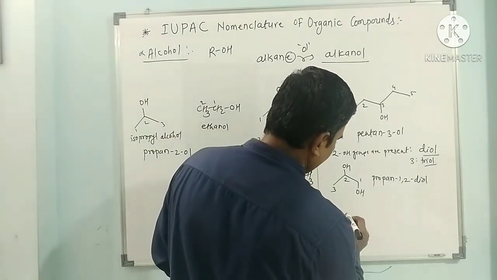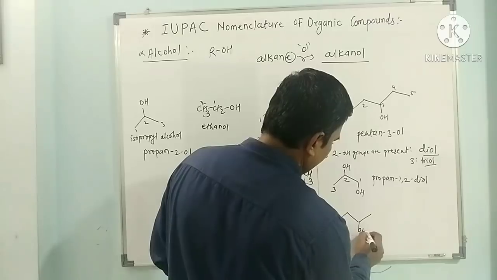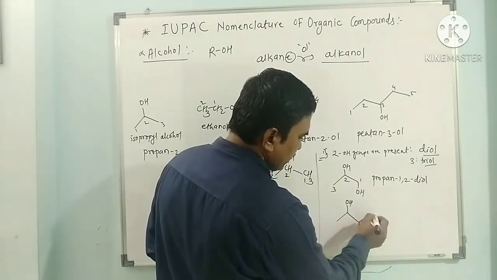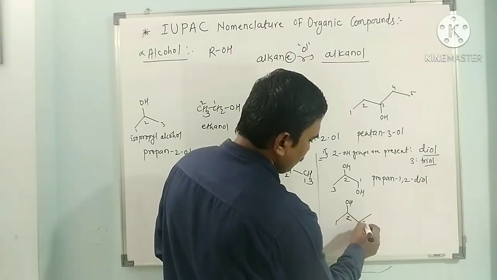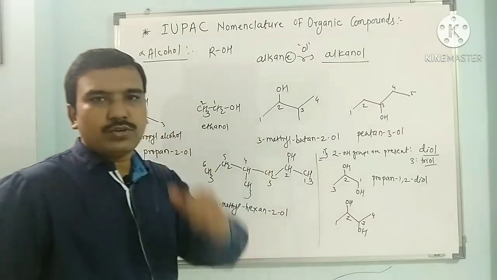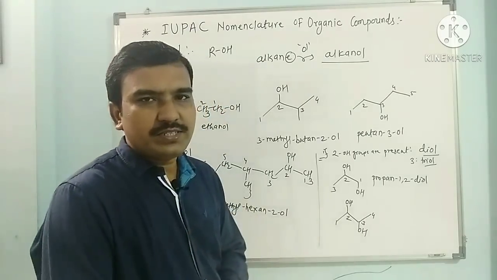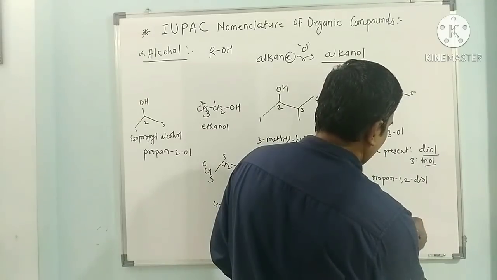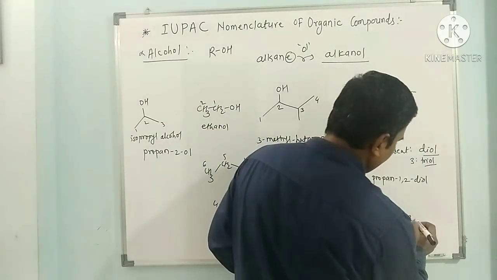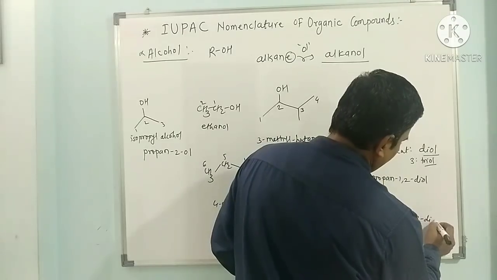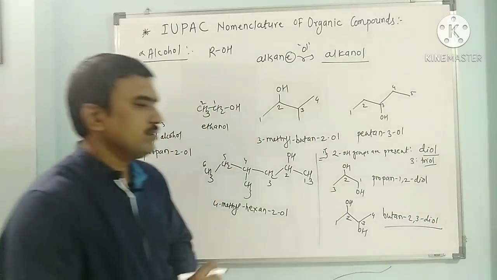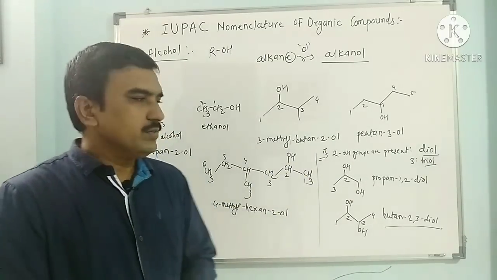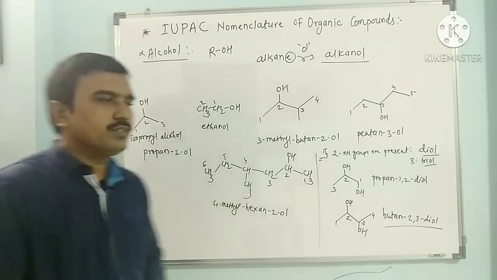If we have OH, here this is OH, this is CH3, this is CH3. So 1, 2, 3 and 4. Total 4 carbons are there. So 4 carbons means it is butane. Butane 2, 3 diol. So butane 2,3 diol. In this way, such aliphatic alcohols are named simply as per these rules.